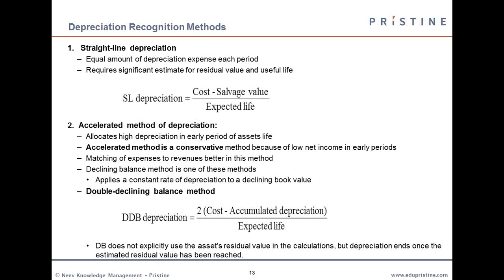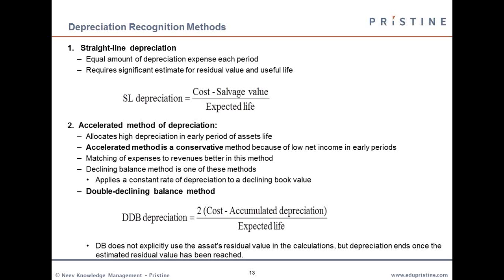However, in accelerated method, what we do is we allocate more depreciation in early periods and less depreciation later. Why do we do this? Because in general, an asset gives more revenues early on in its life and hence will also need to have more expenses allocated to it in the initial part. This is what the matching principle says and we are simply following it.